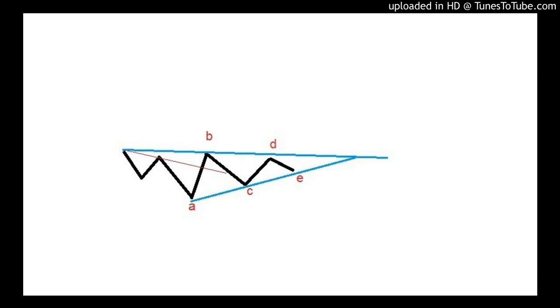And this chart, this is the chart we want. We want to look at these corrections. And these corrections work just like the impulsive moves. ABC has the same personality as 1, 2, 3.